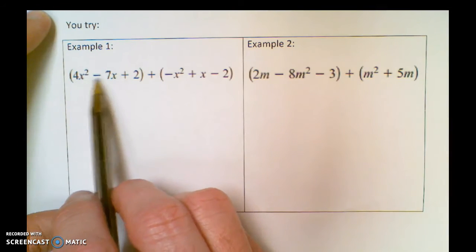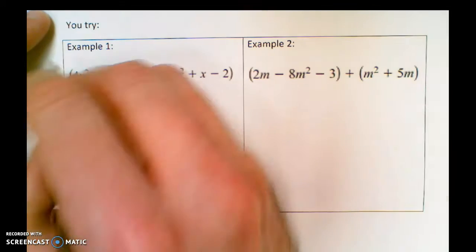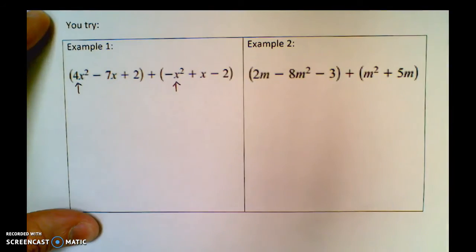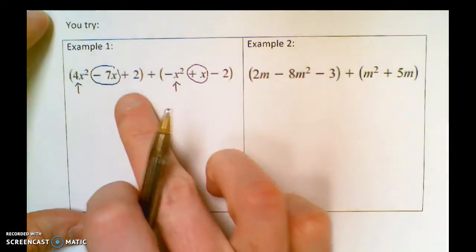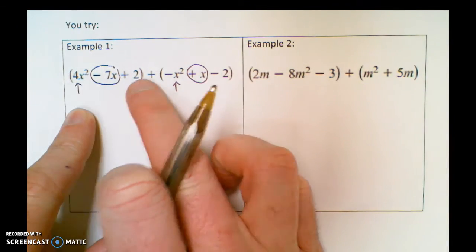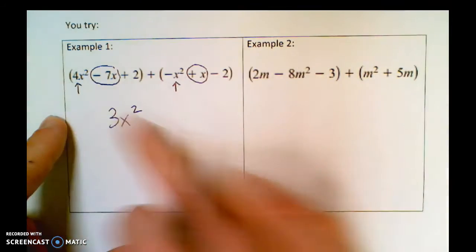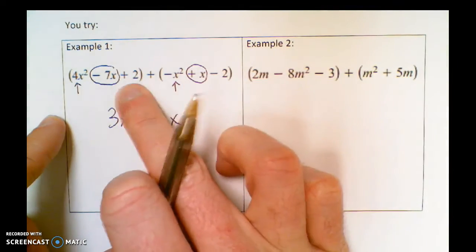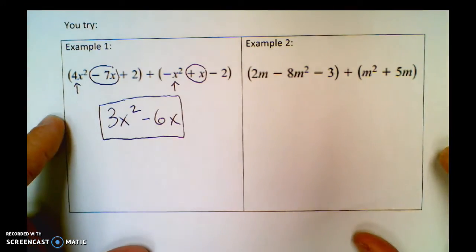I have 4x squared minus 7x plus 2, and I'm adding it to negative x squared plus x minus 2. So the like terms are the negative x squared and the 4x squared, the negative 7x and the x, and then the 2 and the negative 2. Just adding these, that's what I'm doing in between. 4 plus negative 1 is 3, so it's 3x squared. Negative 7 plus 1x is negative 6x. And 2 plus negative 2 gives me 0. So my final answer here becomes that.